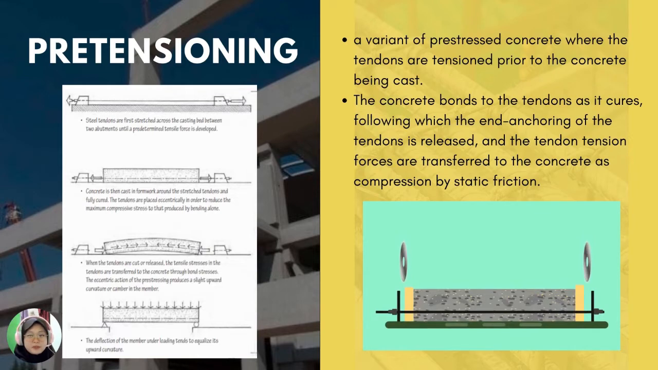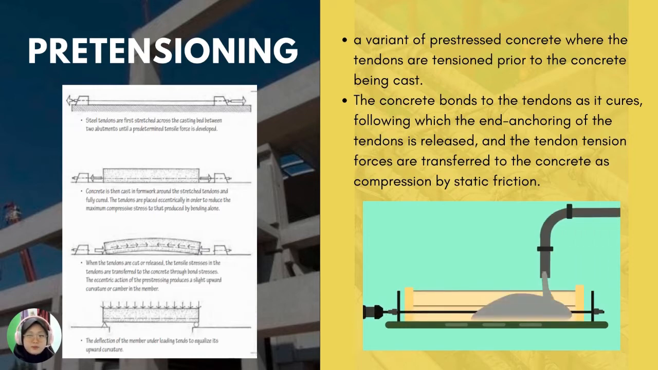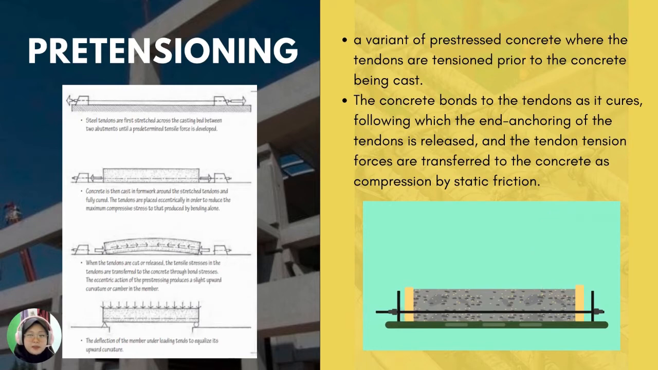First, steel tendons are stretched across the casting bed between two elements until a predetermined tensile force is developed. Second, concrete is then cast in formwork around the stretched tendons and fully cured. The tendons are placed asymmetrically in order to reduce the maximum compressive stress produced by bending alone. And the third one is, when the tendons are cut or released, the tensile stresses in the tendons are transferred to the concrete through contact.